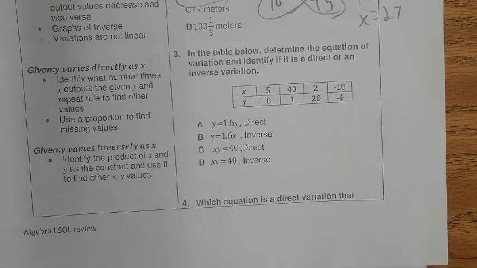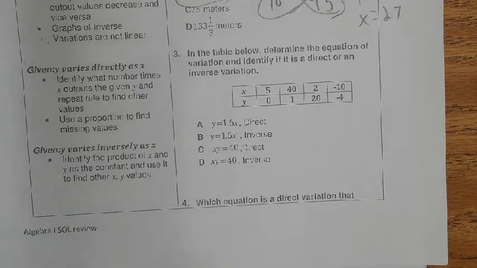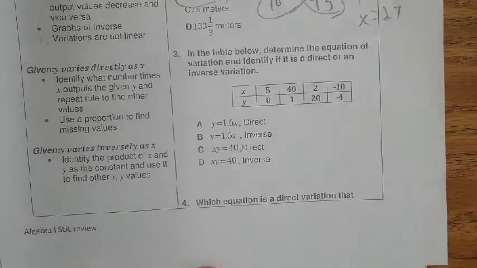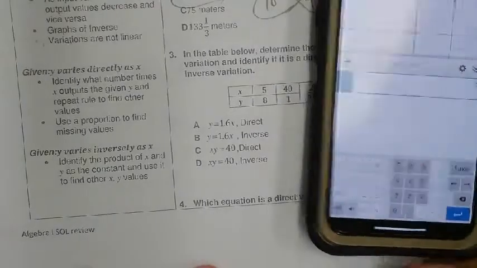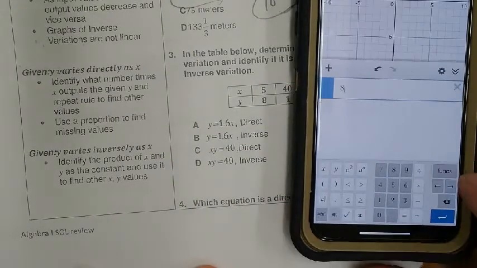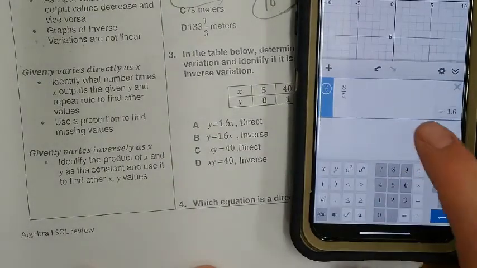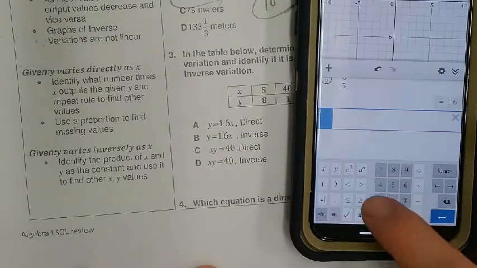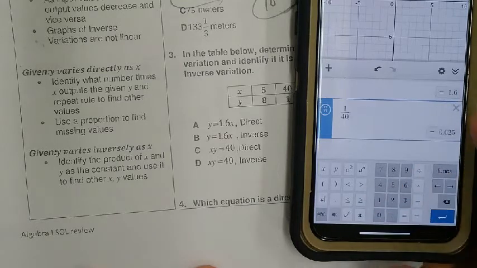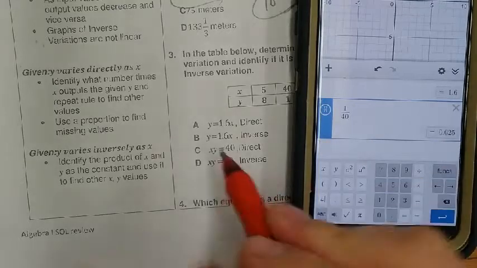Our next one, inverse. We had to first figure out if it's direct or inverse. So remember, direct is where we divide. So this one I would just use your Desmos. Do 8 divided by 5, which is 1.6. Then 1 divided by 40. Well, those are obviously not the same decimal, so we can already tell it's not direct.